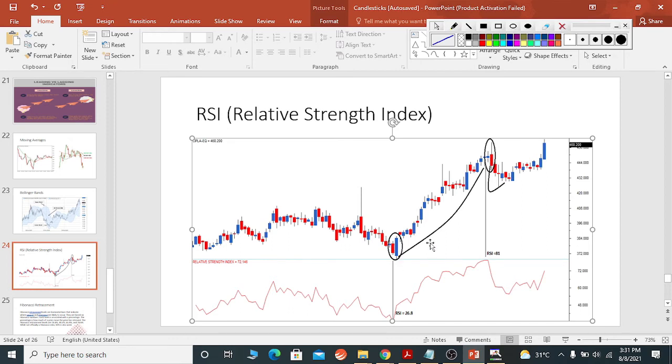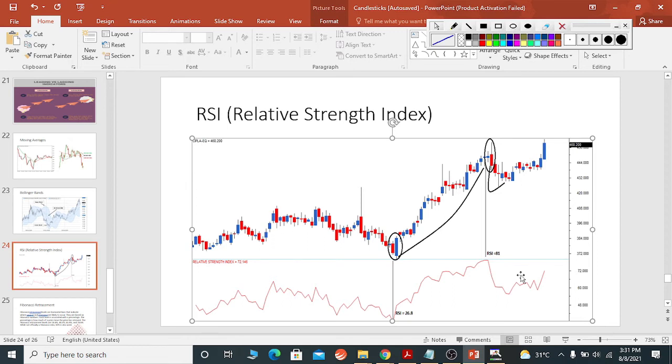So that's how we trade with RSI. Now, some people use the levels of 40 and 60 as oversold and overbought, like they use 60 for overbought and 40 for oversold. But some people also use 30 for oversold and 70 for overbought. Now, the thing is that there is no hard and fast rule, you can use whatever works.